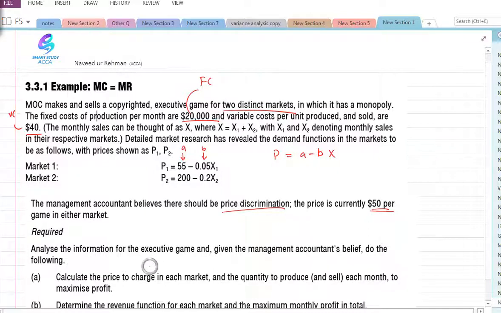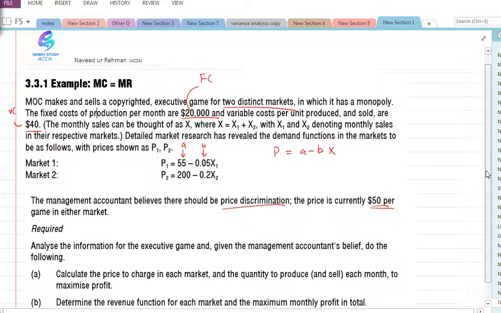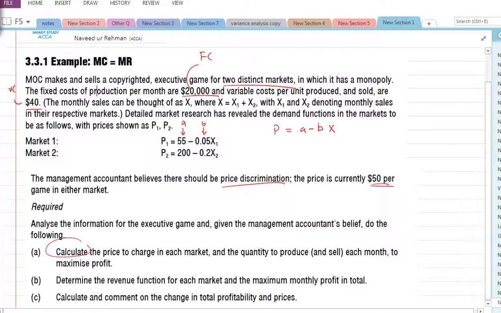Analysis of the information of the executive game and the given management accountant believed to do the following. Calculate the price to charge in each market and the quantity to produce in each month. So there are two requirements. We have to find the price and the quantity to maximize profit.